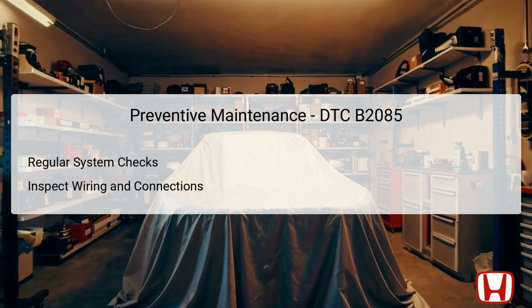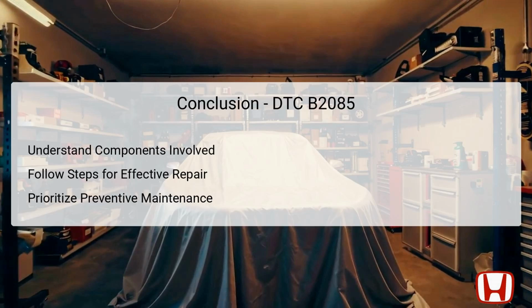Keeping the control unit firmware updated through authorized service intervals can also help in avoiding electrical faults. Proactive maintenance will not only save on future repair costs, but also ensure the convenience of the power sliding door for passengers. In conclusion, understanding the components involved in the right power sliding door system is crucial in troubleshooting DTC B2085 effectively.